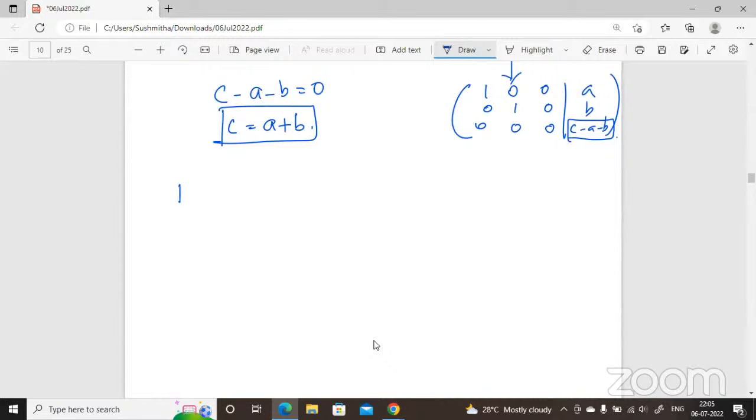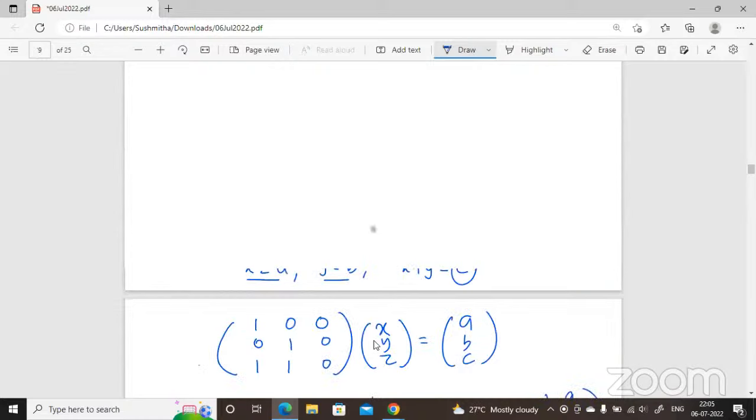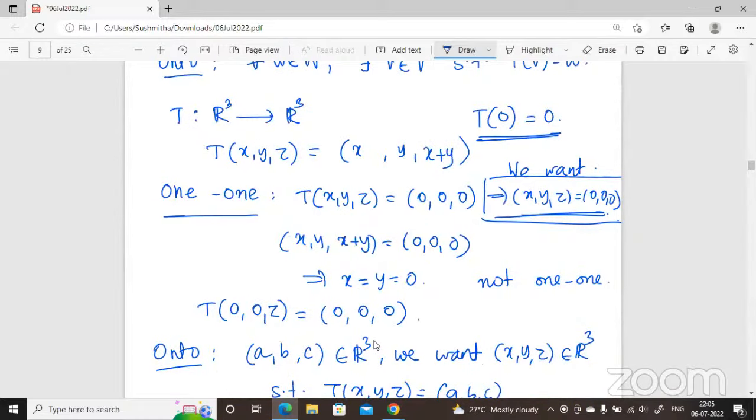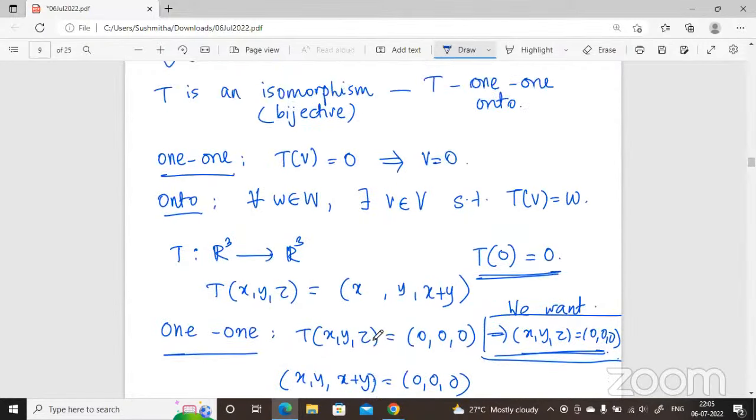Ma'am, can you please explain why it is not 1-to-1? Actually, I wasn't able to understand completely what onto means for a linear transformation in this example. Okay, I'll do both. For 1-to-1, I want to prove this: whenever a vector is taken to 0 by the linear transformation, the vector has to be 0, right?